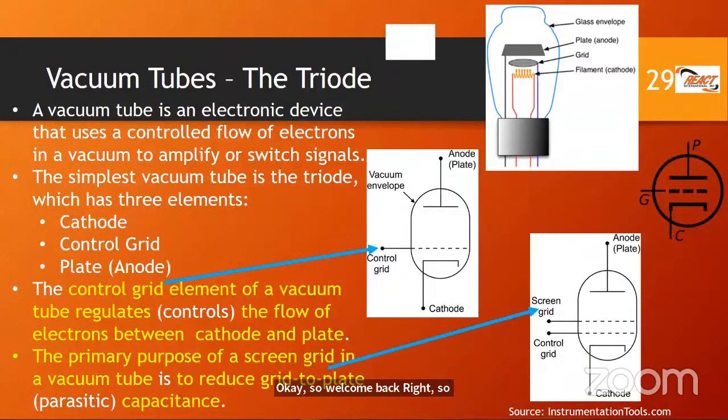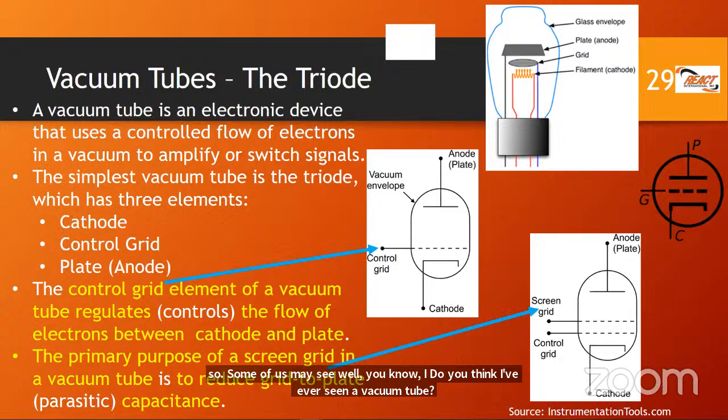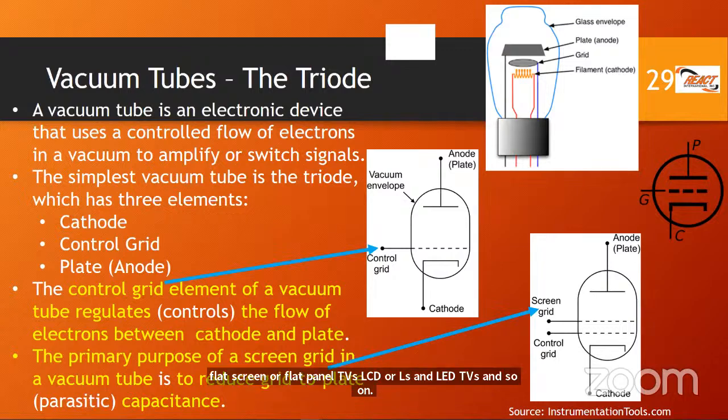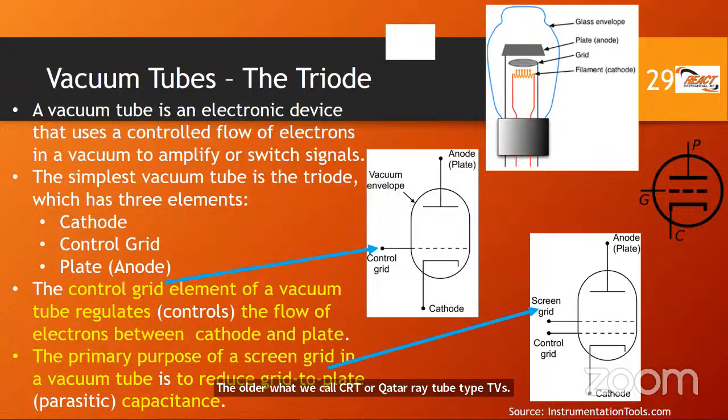Now, some of us may say, well, I don't think I've ever seen a vacuum tube. If you have ever seen an older television, not these flat screen or flat panel TVs, LCD, OLEDs, and LED TVs, but the older CRT or cathode ray tube type TVs, the ones where they're not flat like a wafer thin. Front to back, they could be a foot or two, as much as arm's length from front to back, right? So that glass tube there, in a way, is a vacuum tube as well, right?